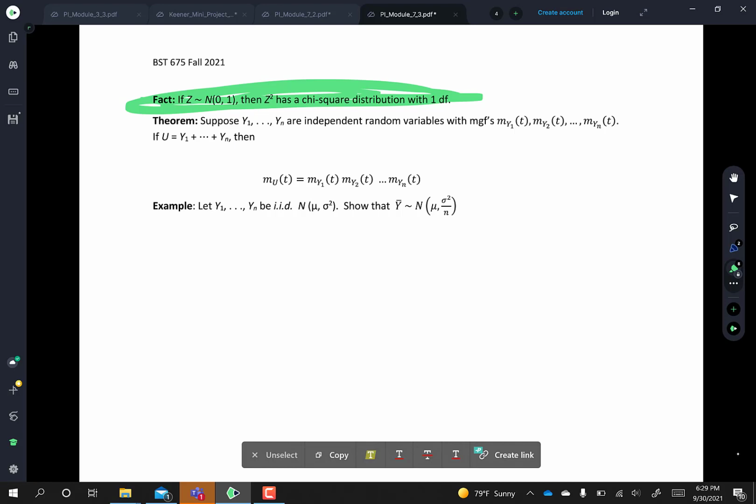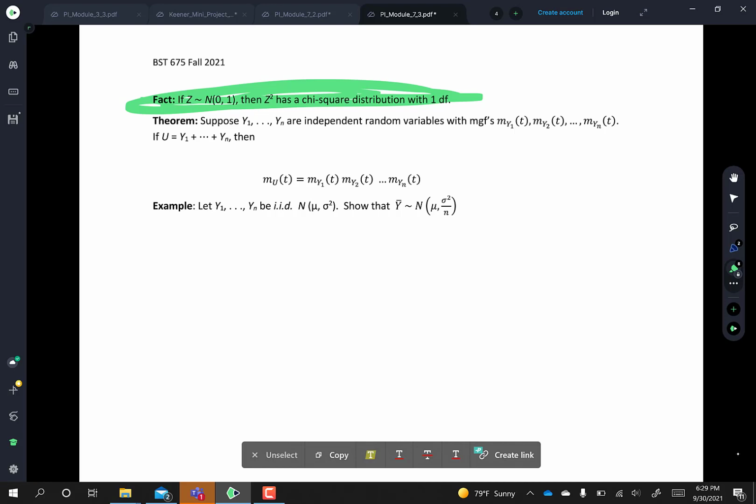Suppose that y1 through yn are independent random variables, and here are their corresponding moment generating functions. Then if u is equal to the sum of those random variables, then the moment generating function of u is equal to the moment generating functions multiplied together. Where this is coming from isn't too hard to prove. Remember, in a moment generating function, you're looking at e to the something, so that's where you're having that change from addition to multiplication.